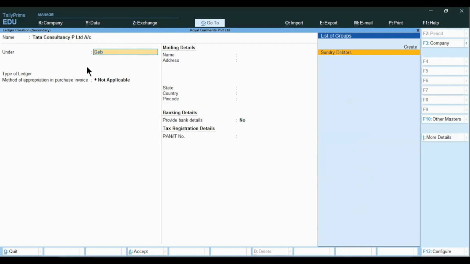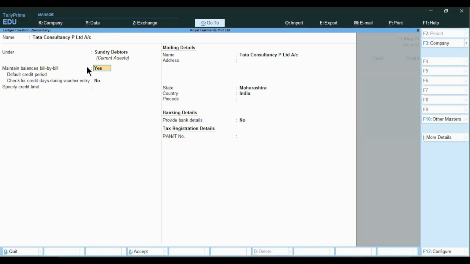So just type debtor. Sundry debtors will be the group that we need to use for this ledger. Okay, while creating debtors or creditors ledger, we always select maintain bill by bill details. We need to maintain all the bills one by one for all the debtors and creditors. So this question needs to be enabled always. Press yes for this. Rest of the things, leave it. We will go through this in upcoming classes.